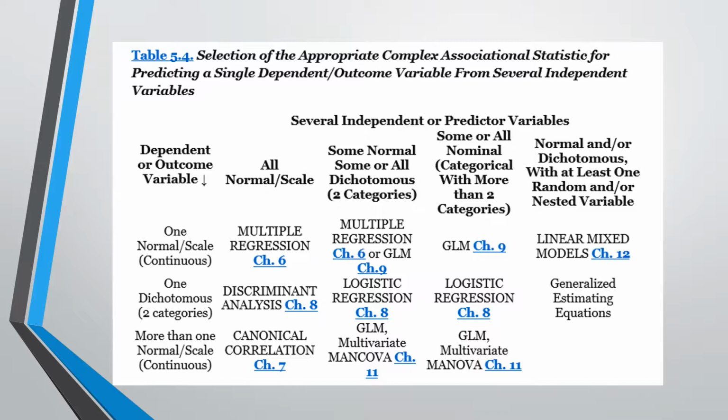This chart is found on page 90 of the SPSS book. Using the top row as indicated by the chart, we can see that we are looking at our dependent variable or variable outcome first, and we are looking at one dependent variable, so we are going to use this row right here. And then looking at the choices at the top, all of our independent variables are normal or scale, so we will be performing multiple regression.